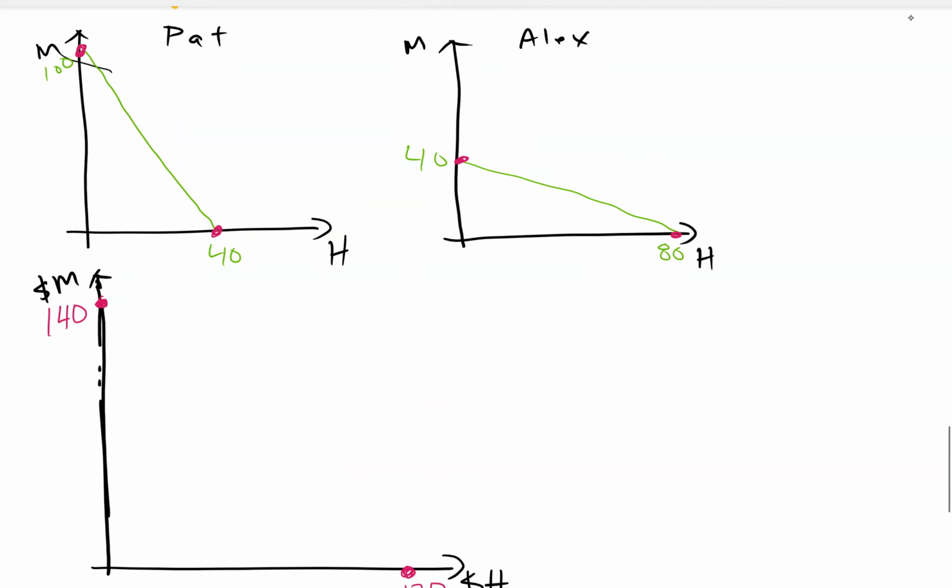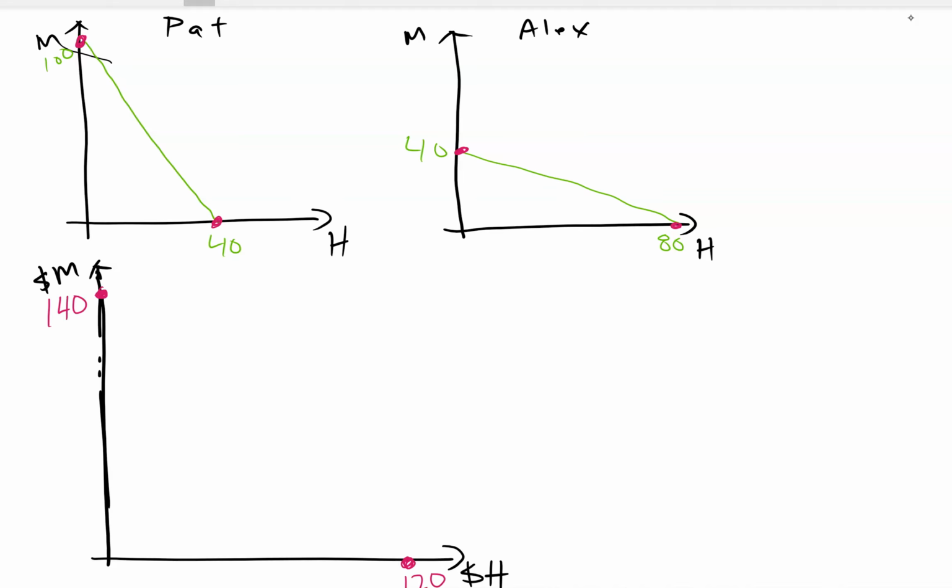So now what we're going to do is put them together. We have two choices. We could put them together where we put Pat first, and then we draw Alex. But that will give us as little as possible. So we don't want to do that.